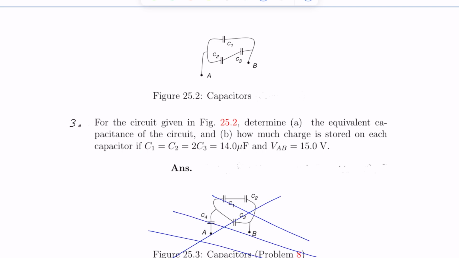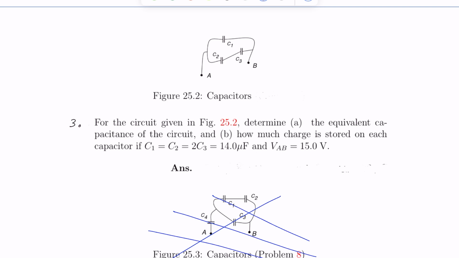So it's 25.2, right? So for the circuit given in figure 25.2, determine A, the equivalent capacitance of the circuit, and B, how much charge is stored on each capacitor if C1 equals C2 equals twice C3, that is equal to 14 microfarads, and the voltage across A and B is 15 volts.